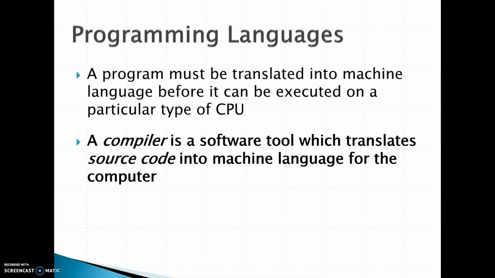Alright, so first of all, we talked about this a little bit the first day, but we'll just recap that a program must be translated into machine language before it can be executed. So when we type our code, we are typing it using a language, and the compiler is going to translate what we typed, our source code, into a machine language for the computer to use.